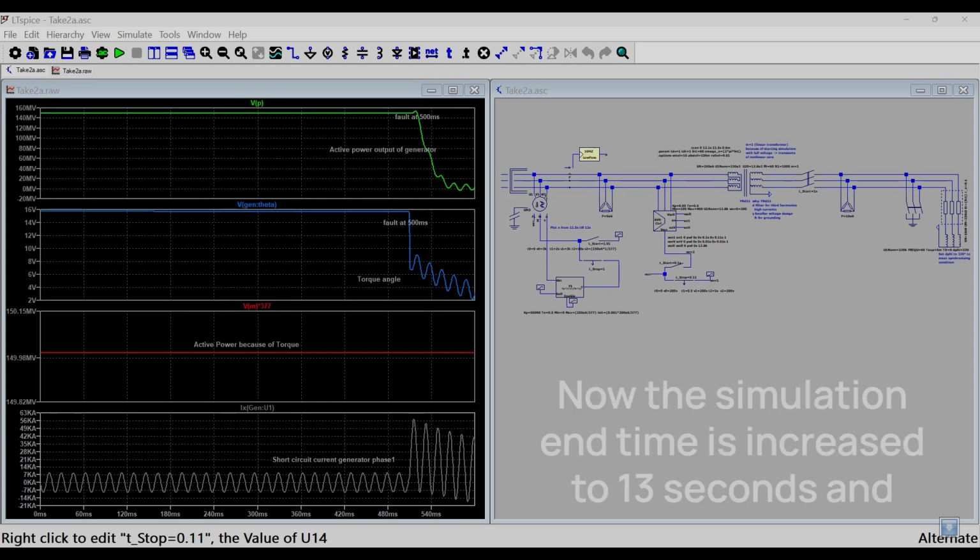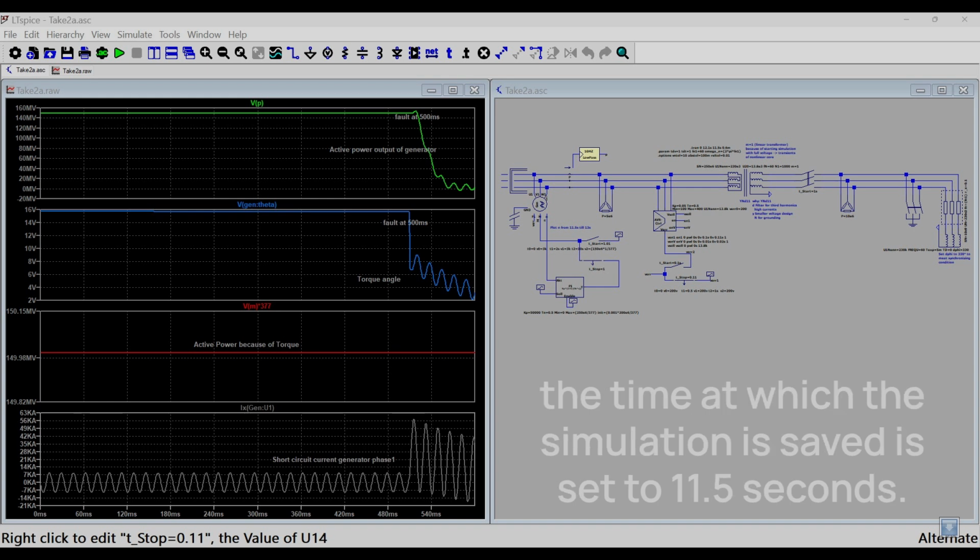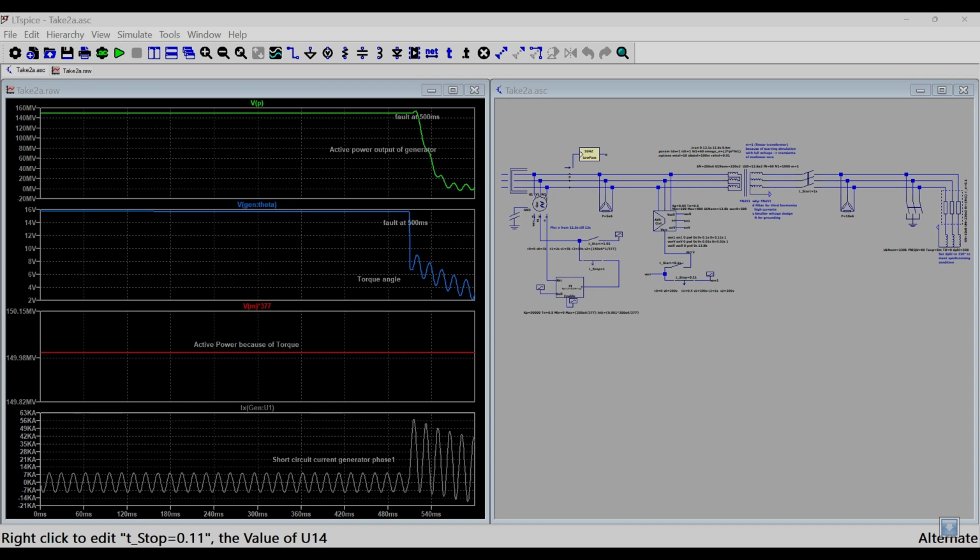Now the simulation end time is increased to 13 seconds, and the time at which the simulation is saved is set to 11.5 seconds. Then the simulation is restarted.